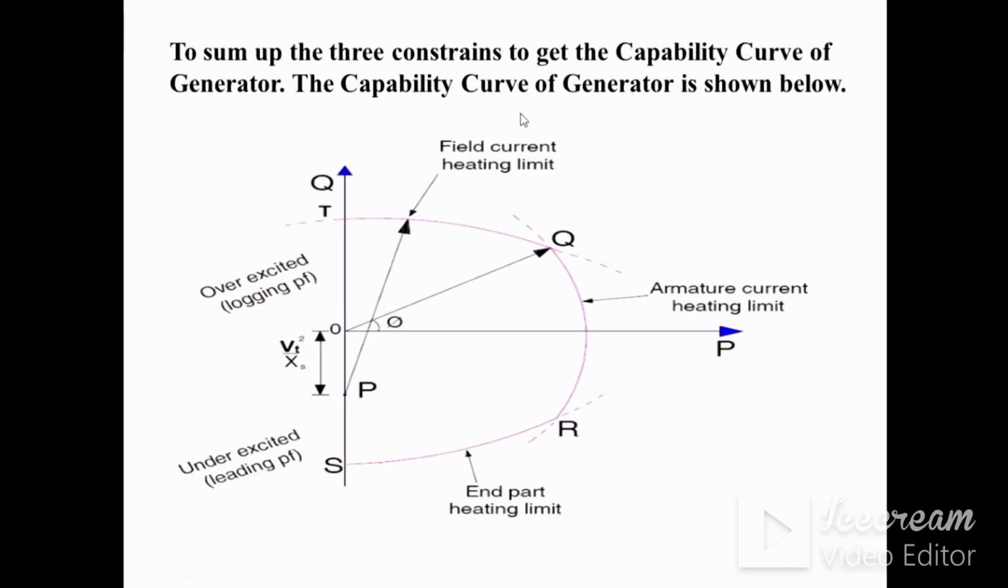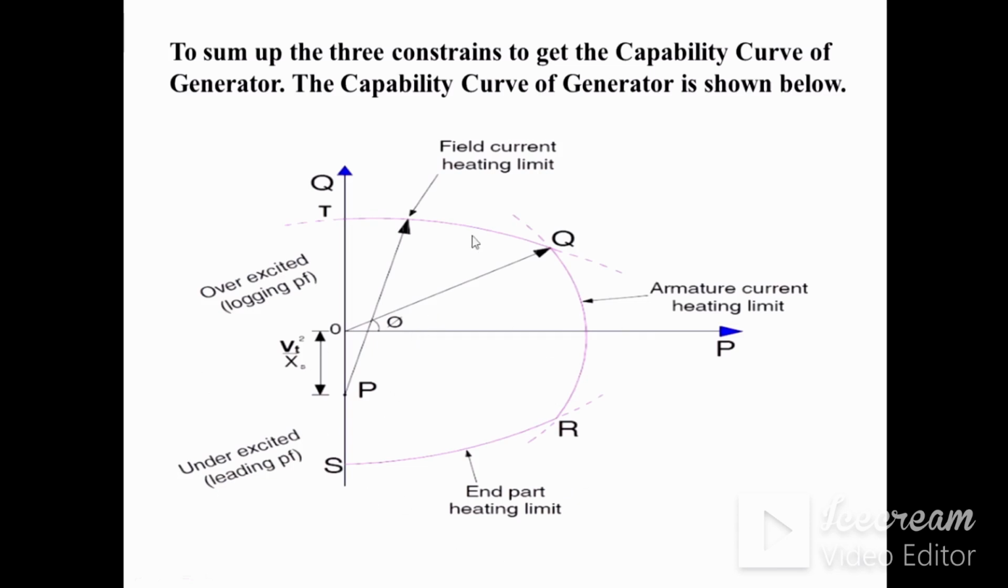So first we have seen the armature current heating, then we have seen the field current heating, and now we have seen the end part heating limit. So these three are the major types of heating which cause limits over the operation of the entire alternator.